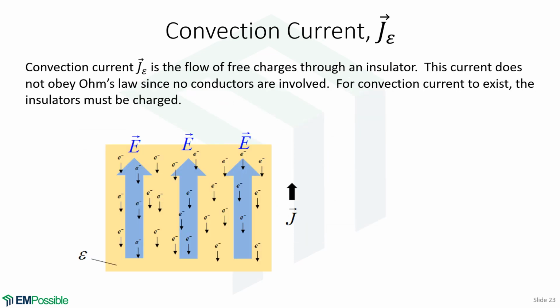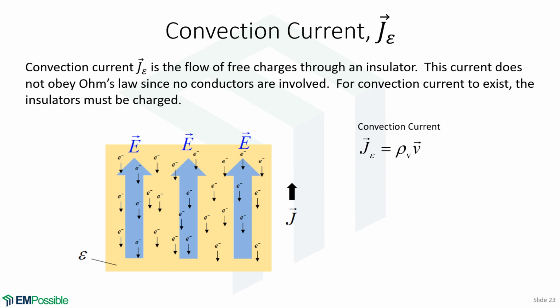Convection current. This is the flow of charges through insulators. Of course, there has to be charges in those insulators for this to happen, and we apply an electric field, and that would move those charges. Now, interestingly, this type of current does not obey Ohm's law because there's no conductors involved. So we can define our convection current this way. We have some charge density in that insulator, and they're moving at some velocity v. So the product of these two terms gives us the current density for the convection current.